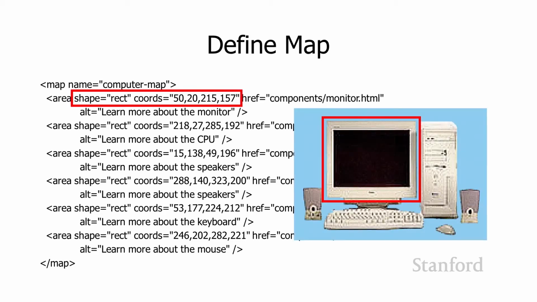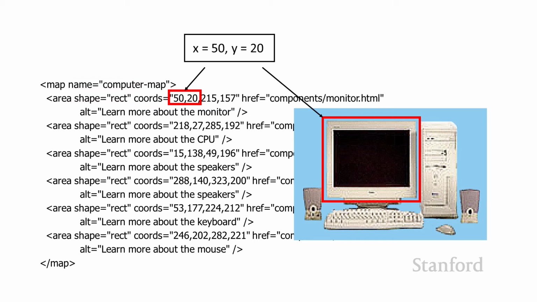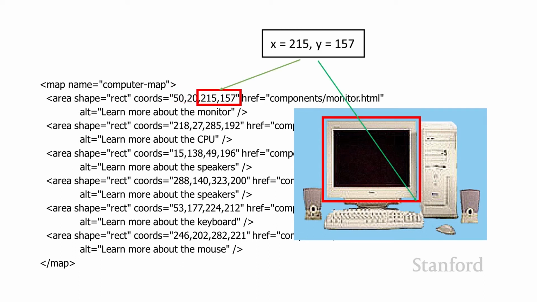Okay, so let's take a closer look at this first area here. Shape rectangle, coordinates 50, 20, 215, 157. What are those? This is to take the user to information about the computer display or the computer monitor. Display and monitor are more or less synonymous. The 50, 20 is the coordinates of the top left-hand corner of the monitor. 215, 157 is the bottom right-hand coordinates of the rectangle, where if the user clicks within that rectangle, we want them to go to components/monitor.html.